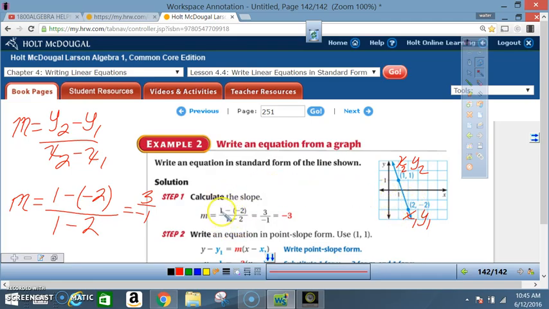Alright, now, what is a negative times a negative? That's going to be a positive. So right here, you're really saying 1 plus 2. 1 plus 2 is 3. And here we get 1 minus 2, which is a negative 1. So what is 3 divided by a negative 1? A negative 3. So our slope then is a negative 3.